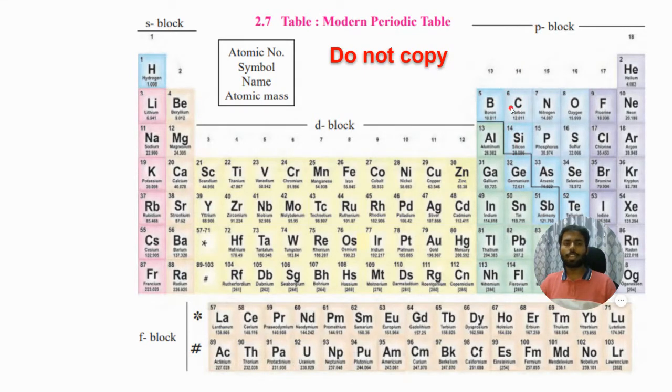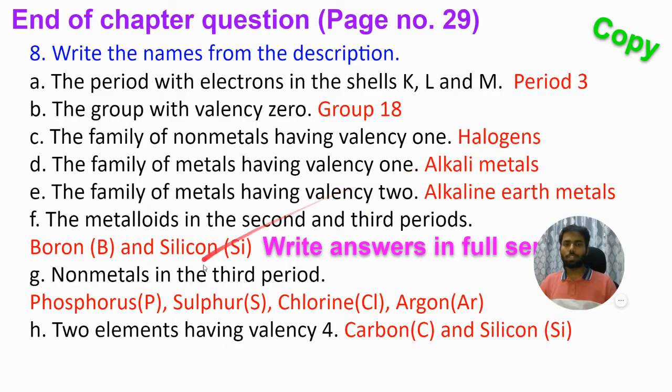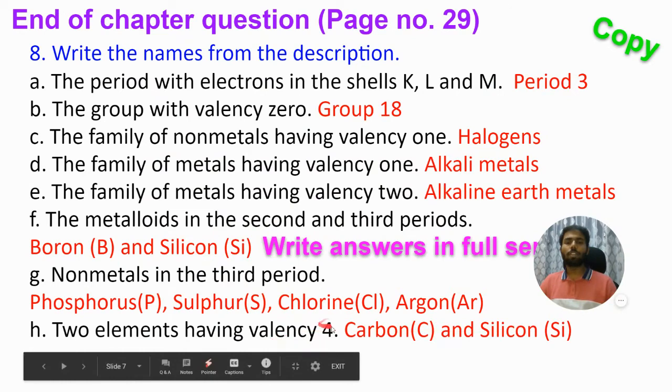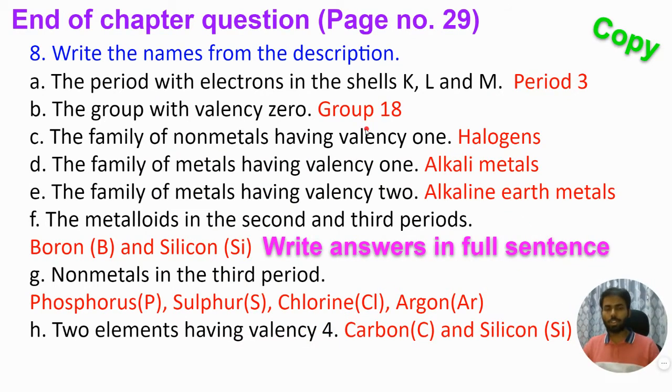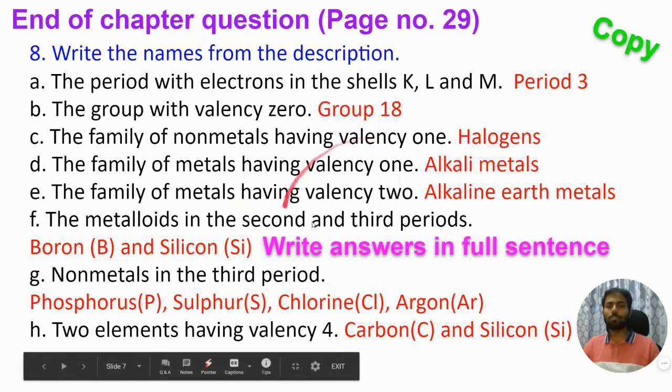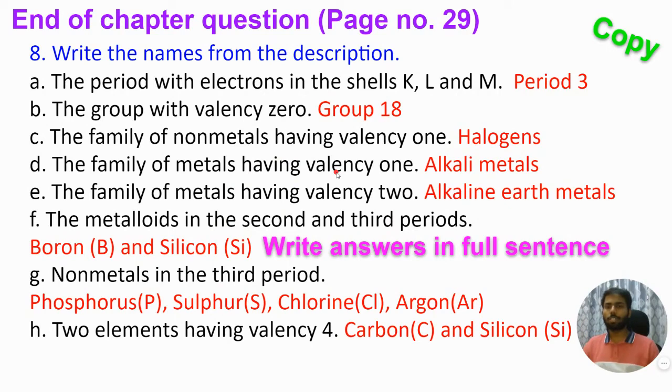So I can take carbon, silicon, germanium, and tin. Sn is the symbol for the element tin. So any element from this particular group, group number 14, I can write as the answer. I have taken the first two elements, which are carbon and silicon. So carbon and silicon have valency 4. Again, make sure while copying this in your notebook and writing answers in your exam, write the answers in full sentences. Okay, let us move ahead to the next set of questions.